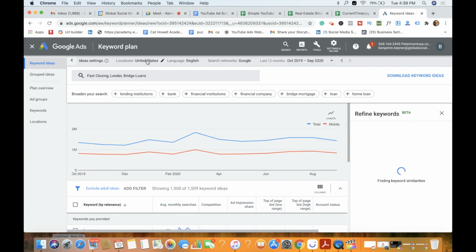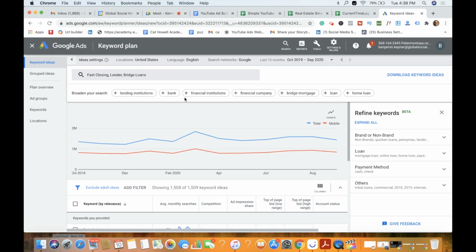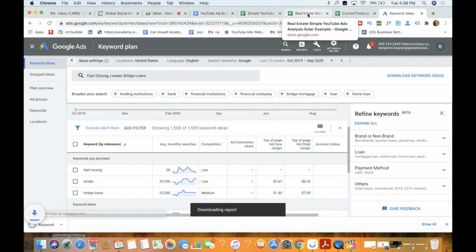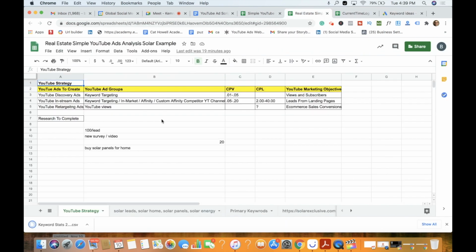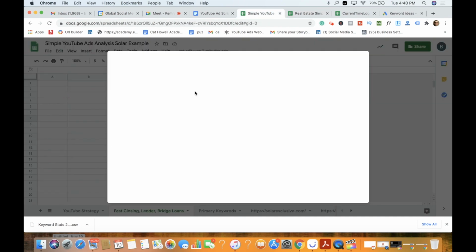Now up here, we've got locations as the United States and language is English. So that's what we want. If I scroll down here, it's going to give me the keyword research of how many people are searching for that month and how competitive it is. So I'm going to download those keywords and put that into your simple keyword analysis here. It's going to be right here, and I'll just import that.